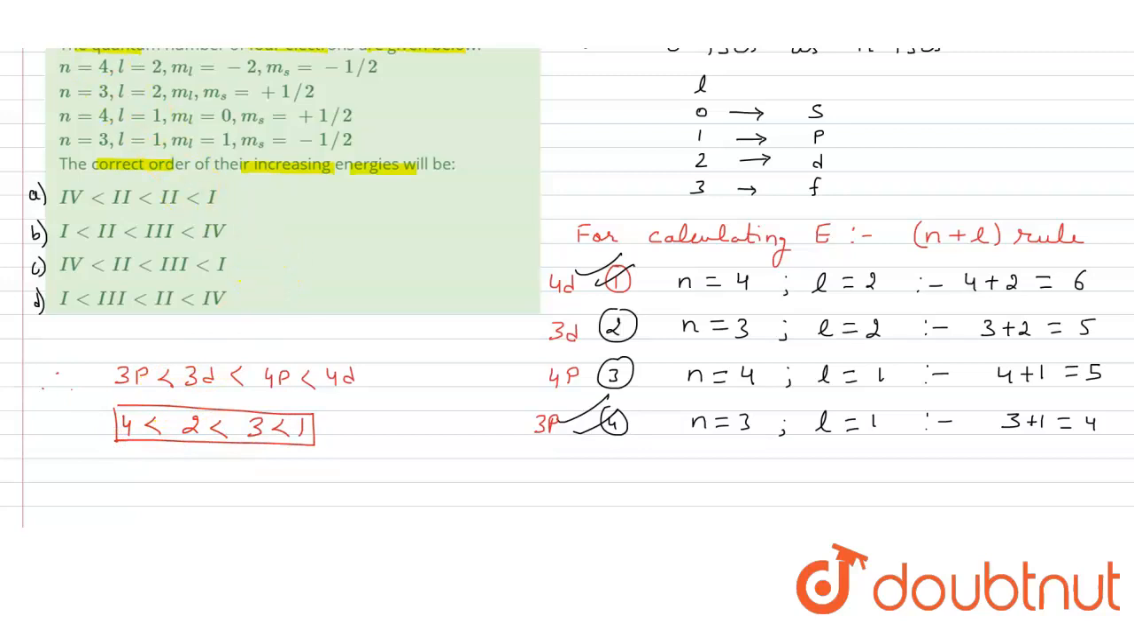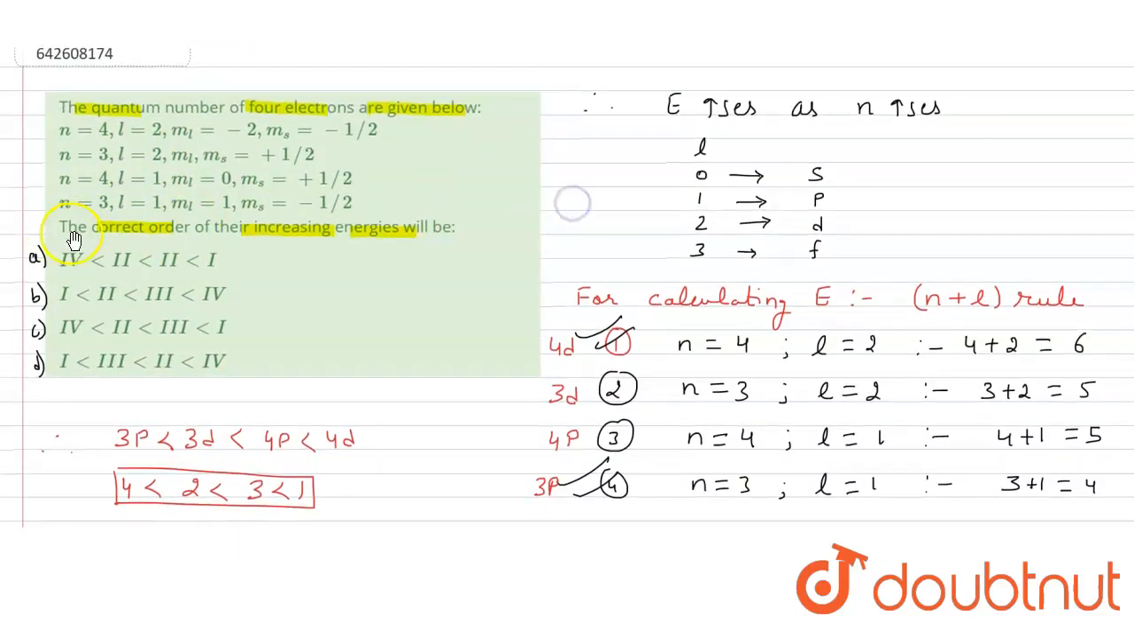Now let's check the options. Fourth is the last, so option B and D cancel out. Fourth, second, third, and last is the first option, so option C will be the correct answer and option A will be the wrong answer. The 4D orbital has the highest energy and the 3p orbital has the lowest energy, and this will be the order. So option C is the correct answer. Hope this answered your question.